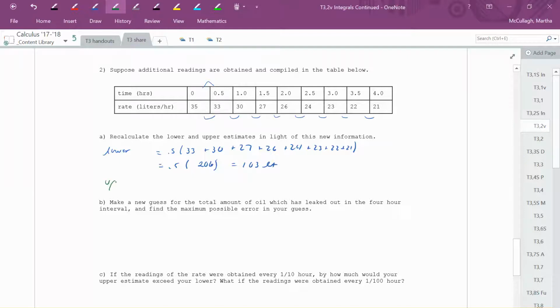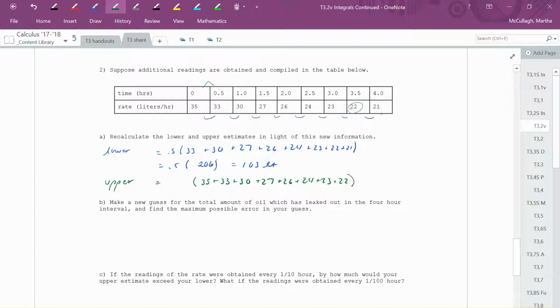For our upper estimate, we're going to take the larger number, in this case it's the left number, starting with the 35 plus 33 plus 30 plus 27 plus 26 plus 24 plus 23 plus 22. And just a little caution here, I often see people get carried away. They're writing the numbers and they just take all of them. Remember that in that last interval, we still just want to take the largest number.